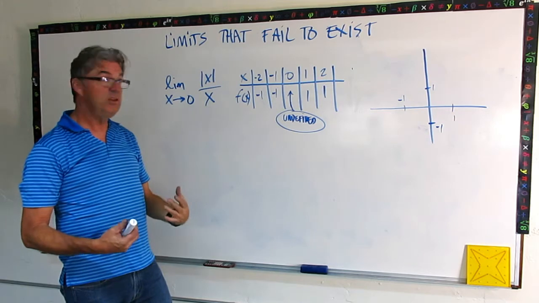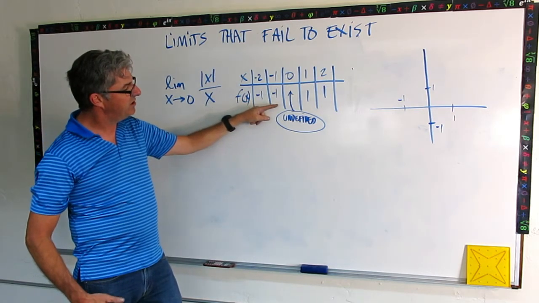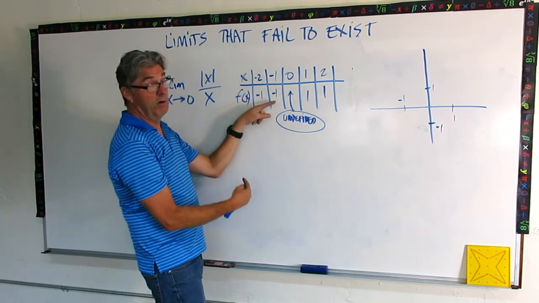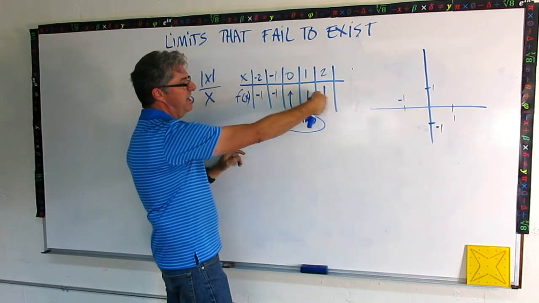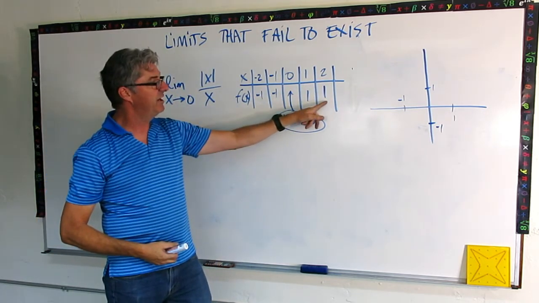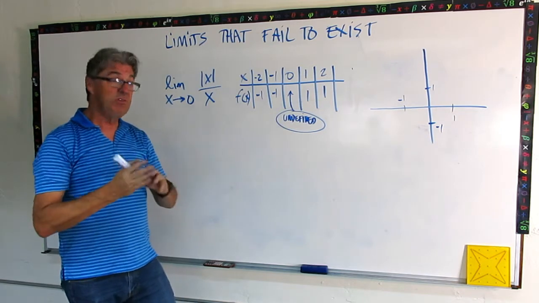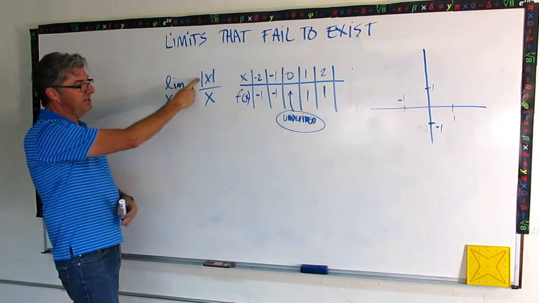Now, let's take a look at f of x. Is f of x approaching a number as we get closer to 0 for x? No. And is f of x approaching a certain number as we come from the right side? No. It's negative 1 here constantly, and it's positive 1 here. So there is no limit as x approaches 0 of absolute value of x over x.